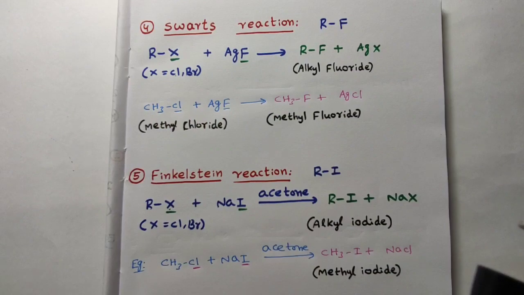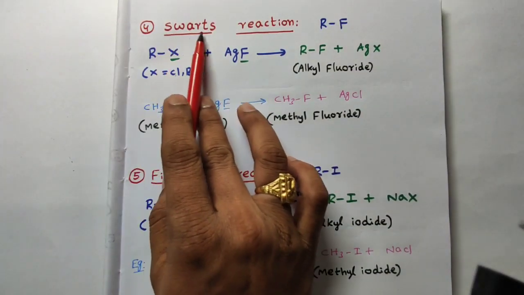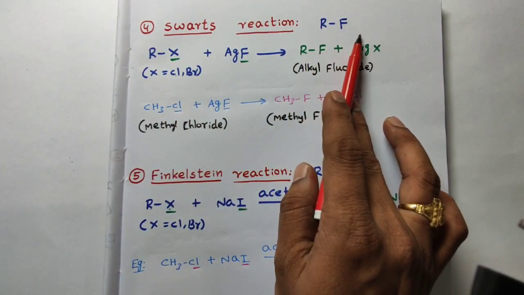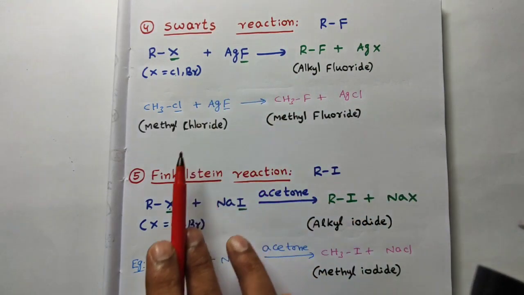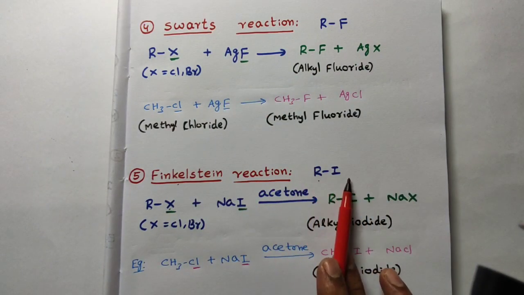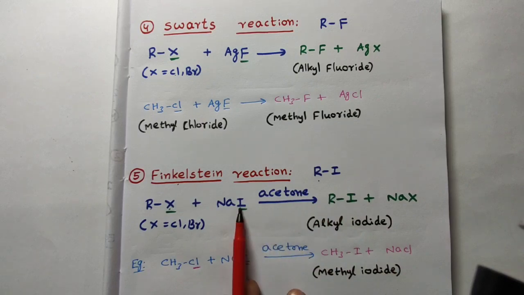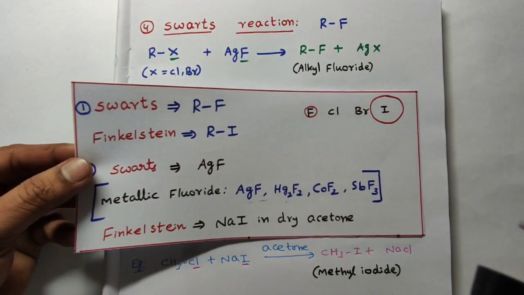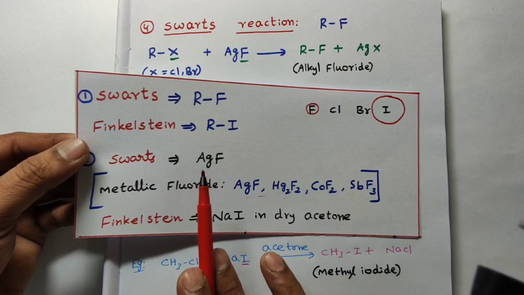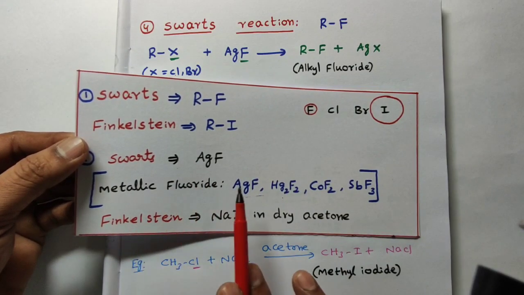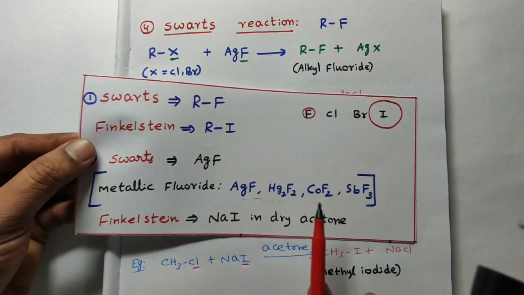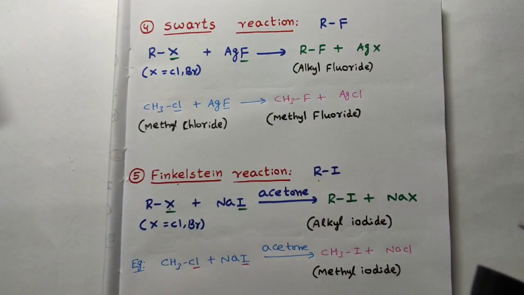Once again I will repeat. See here, Schwarz reaction, alkyl fluoride we have to prepare, reagent is AgF. Finkelstein reaction, alkyl iodide we have to prepare, reagent is sodium iodide. Got it. And remember one more thing, in Schwarz reaction we can take not only AgF, all these metal fluorides we can take. Got it, right? So write in your class notes and practice this.